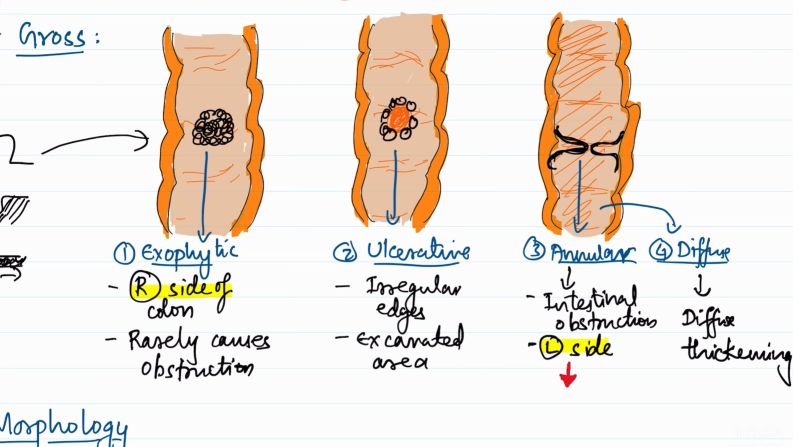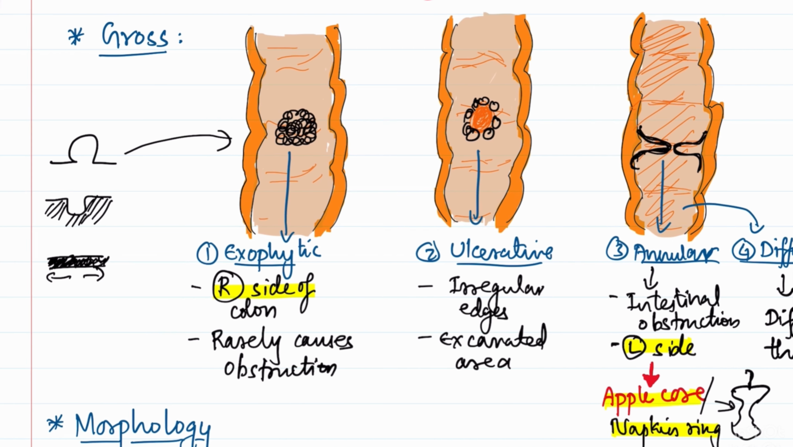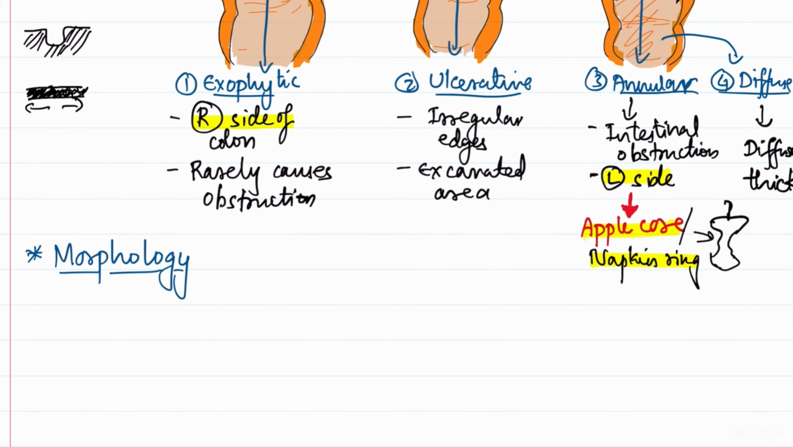So the important point to note is that when it comes to the annular type of cancer, when we look radiologically after a barium contrast enema, what we'll find is that because of the constriction, an apple core appearance will be seen. It also has another name: it's also called the napkin ring appearance.